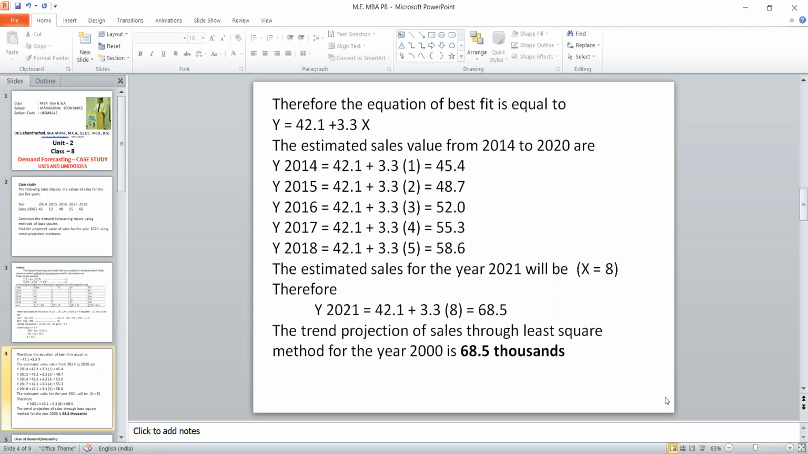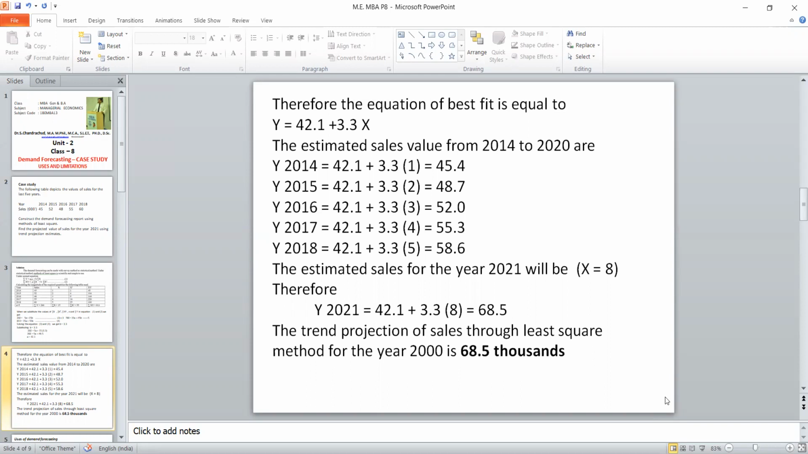Likewise, for 2015, once again substitute a equal to 42.1, b equal to 3.3. Then we may get 48.7. Suppose you have to continue for all 5 years. After that, suppose it is 2020, then x equal to 7. For 2021, it is 8. So for 2021, y equal to 42.1 plus 3.3 into 8, which is 68.5.